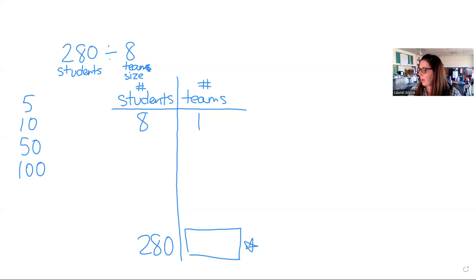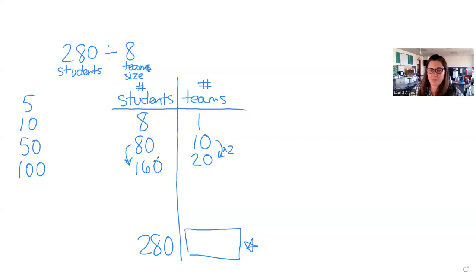So if I start out with, let's say, I could start with 10 teams, 8 students in each team, that would be 80 students. So I'm pretty far away at this point. I might try a doubling trick. So if I double on this side, then I can double this side. And so I know if I had 20 teams, that would be 160 students.